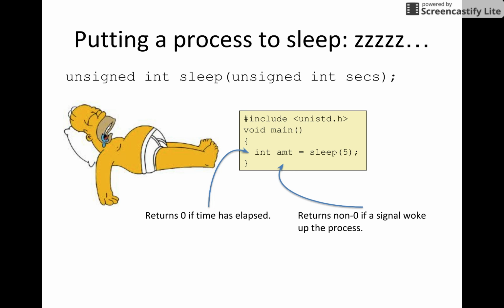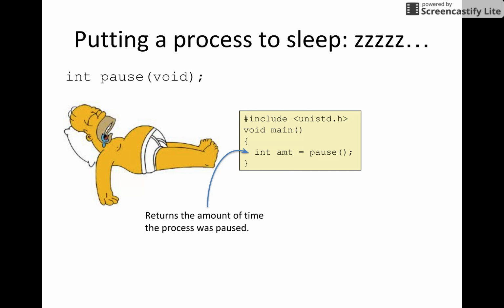When that time has come, the process will be scheduled for execution, at which point the sleep function will return, and it will return a 0 if the time has elapsed in completion. So if, for example, in this case, 5 seconds have passed, it will return 0. Or it's going to return a non-zero value if a signal woke up the process. We'll talk about signals a little later.